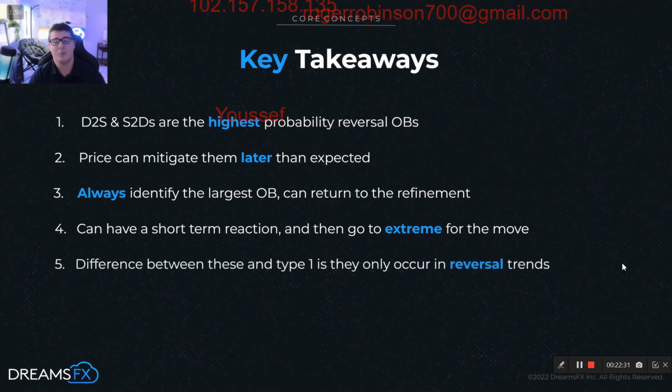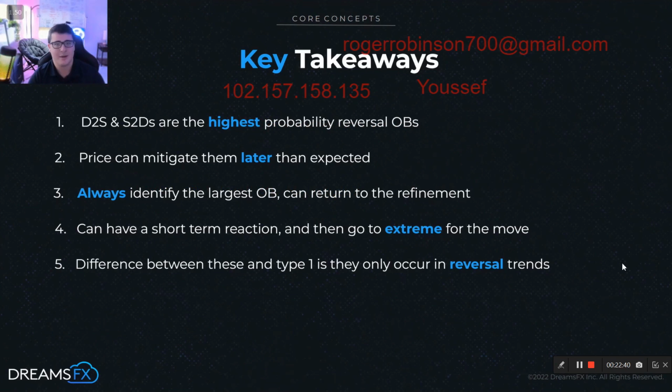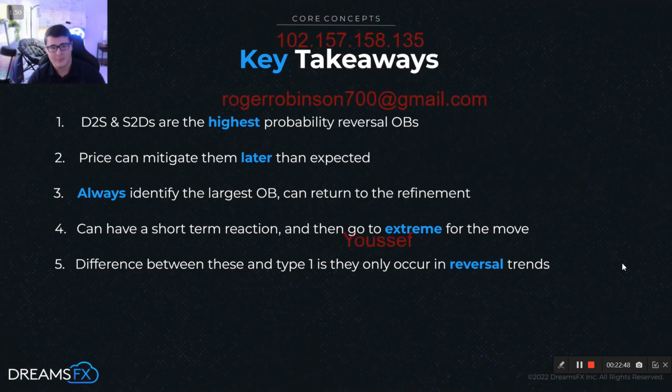The difference between D2S and S2D versus type 1 is they only occur in reversal trends. D2S and S2Ds must cause new structure to break. If you're in a previous downtrend, price mitigates that previous bearish extreme, has a pullback, then makes new bullish structure. That is, my friends, an S2D decisional, supply to demand. If you do not see that new BOS is made and just a new higher low is made, that is just a type 1.